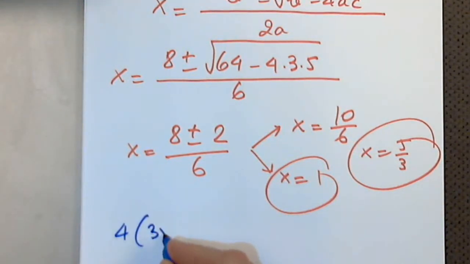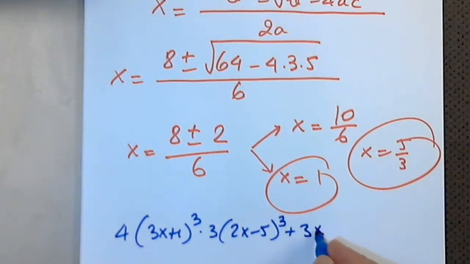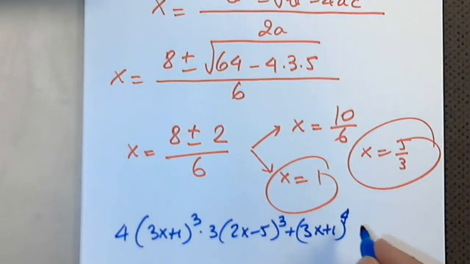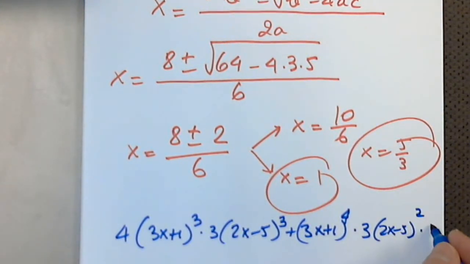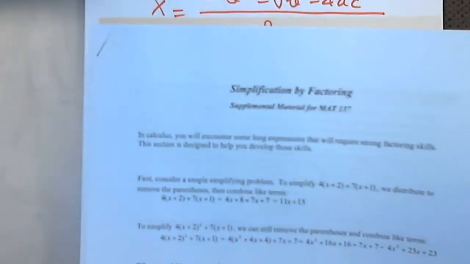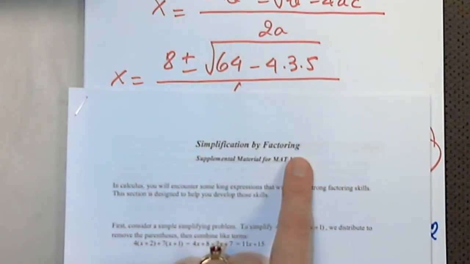So 4 times (3x plus 1) cubed times (2x minus 5) to the third, plus 3 times (3x plus 1) to the fourth times (2x minus 5) squared, and times 2. So this is the supplement called simplification by factoring.